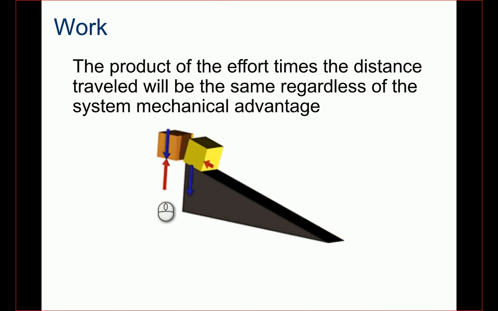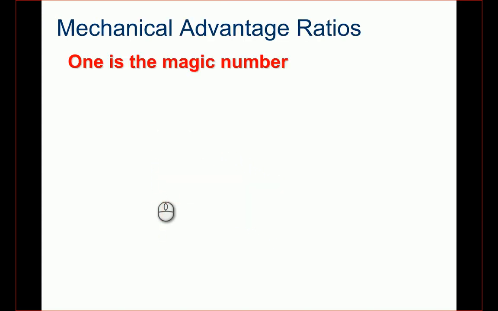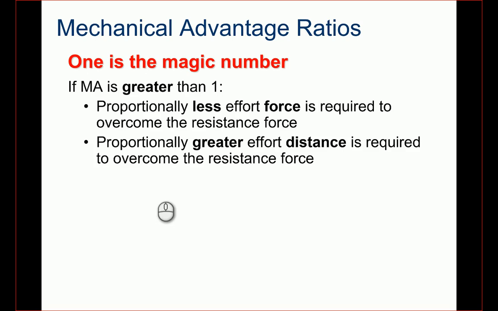So, work is the product of effort times the distance traveled, and it is the same regardless of the system's mechanical advantage. 1 is the magic number. If I have 1, then I haven't gained or lost anything. Now, what becomes interesting is when my mechanical advantage becomes greater than 1.